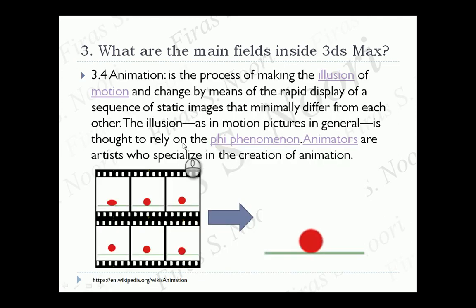And now the animation, which is the fourth part. We said Max does modeling, we do materials, we do rendering. The fourth part of what Max can do is animation, and animation is an illusion of motion. You can take any couple of images of an object changing its location, and it's giving you the illusion that the object is jumping or moving. Very simple.